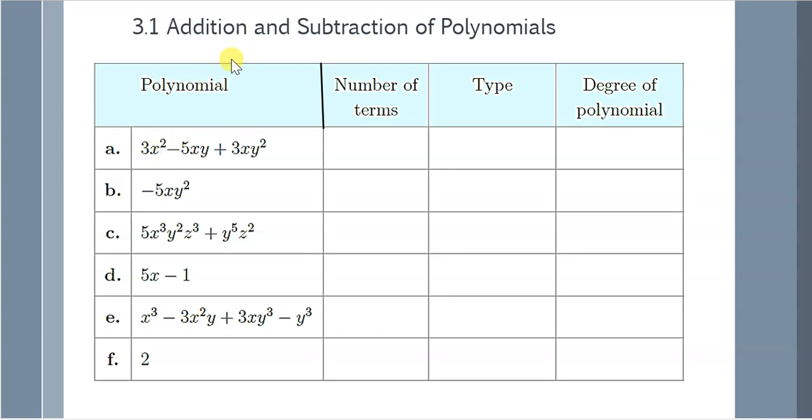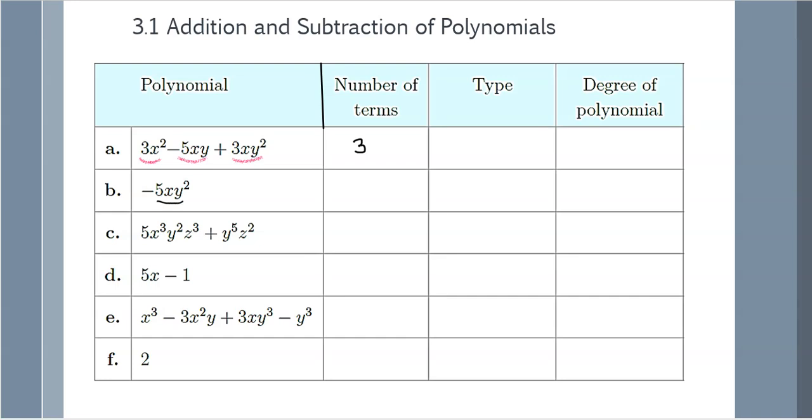Let's quickly work on this. A polynomial is given, and you have to tell me the number of terms, the type of it, whether it is a monomial, binomial or trinomial, and the degree of the polynomial. I'm sure you have seen this in the previous video where it is explained. When we talk about the number of terms, what are the terms here? This is one term, two, and three. So the number of terms here is three. We count the terms which are separated by the operator.